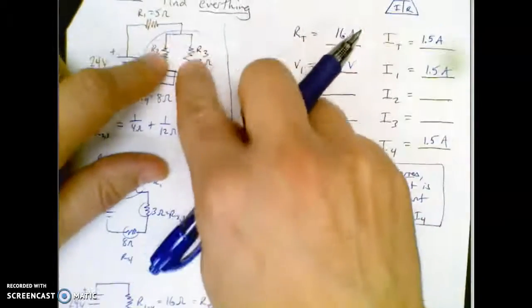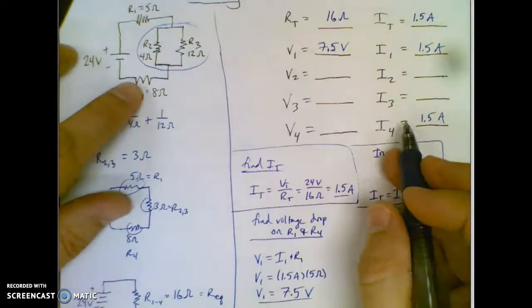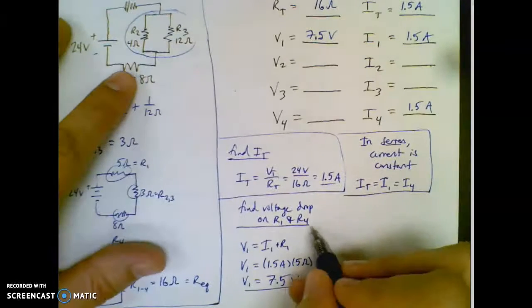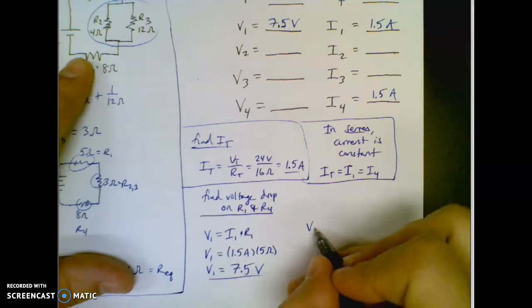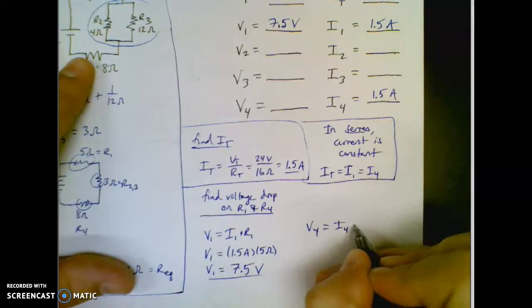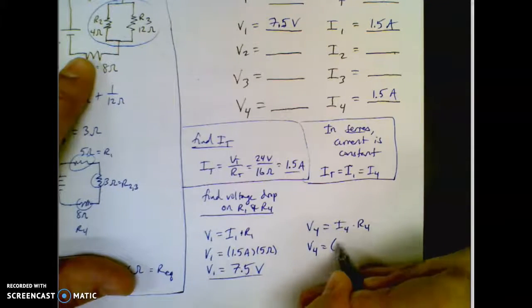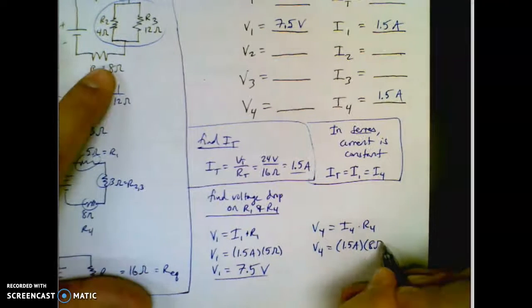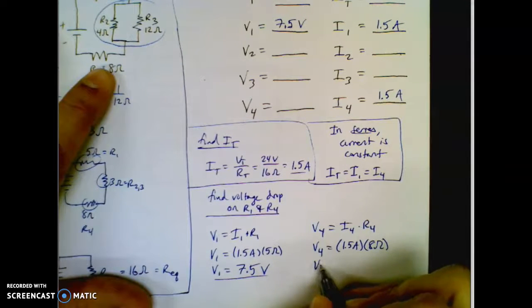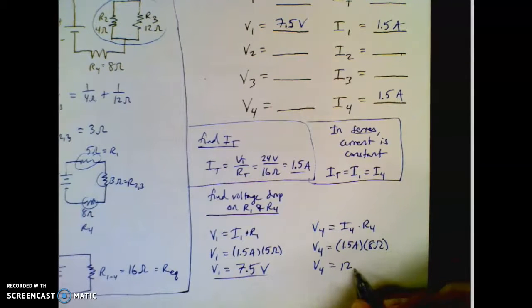Now I don't know here, we're going to have to deal with that in a second, but I do know the current at 4 and the resistance at 4, so I can do the voltage drop at 4 very similarly. V4 equals I4 times R4, and that's going to be 1.5 amps, and we have a resistance of 8 ohms at resistor 4. So these aren't that hard. It's just possible to get confused and not know the order to do things in.